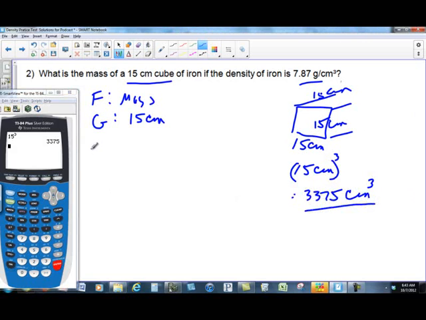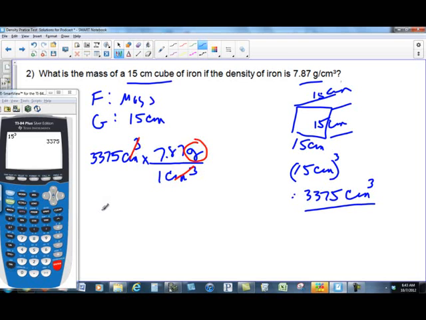Okay, so if I'm starting with 3375 centimeters cubed, and for right now I'm just carrying all the sig figs because it prevents error at the end. I always round at the end to the number of sig figs that I need. Now I can use my density. 1 centimeter cubed is 7.87 grams. If I set it up right, my centimeters cubed will cancel out. I'm left with the units I want, which is mass.